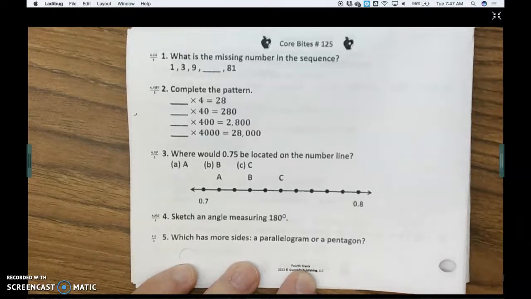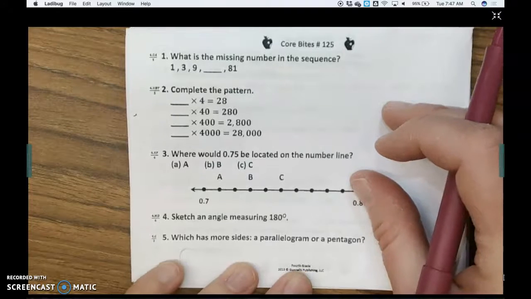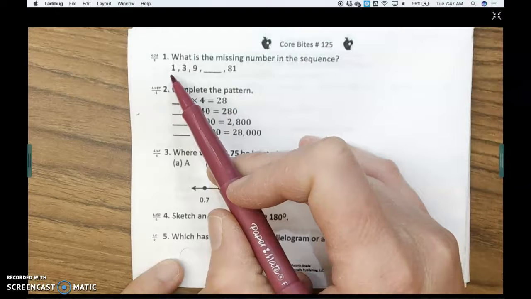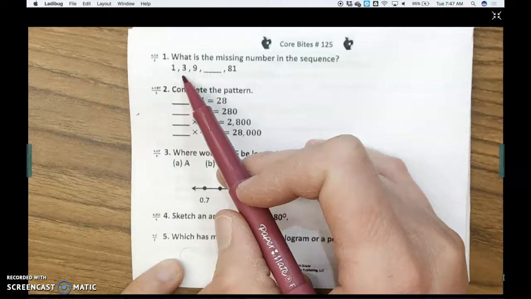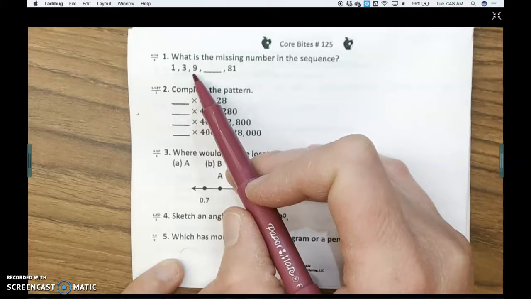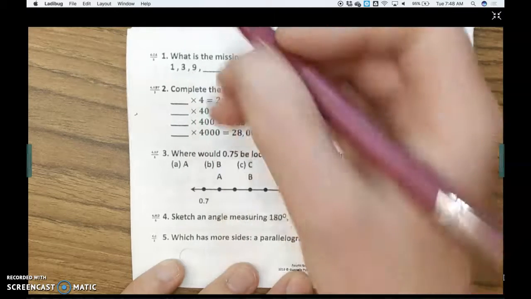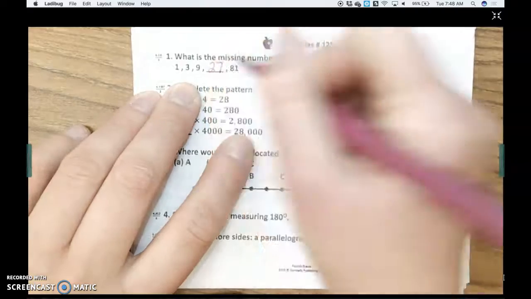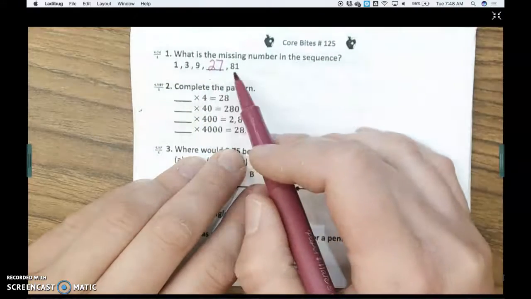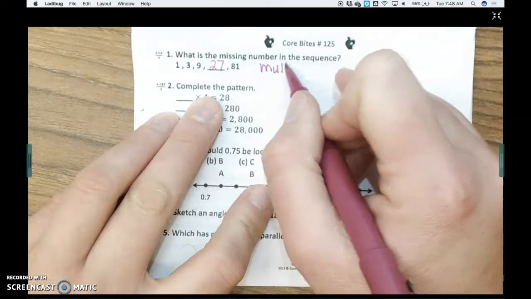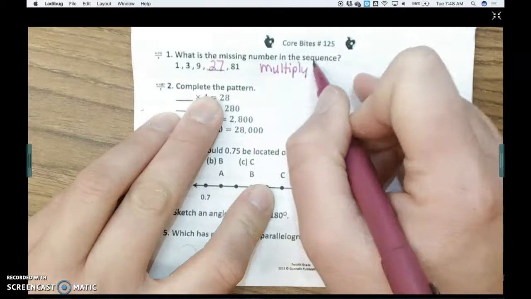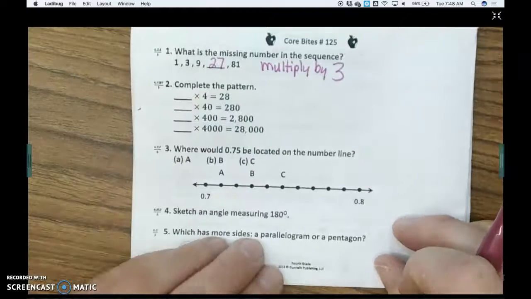The first one, you're missing a number in the sequence, so you just have to figure out, skip counting wise, what are you doing here? To get from 1 to 3, you could say 1 times 3. To get from 3 to 9, you could say 3 times 3. So then you're going to take 9. So then you would say, okay, 9 times 3 is 27. And then 27 times 3 is 81. So you are multiplying by 3. So you multiply by 3 to get that next number.